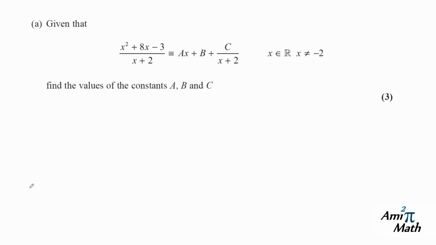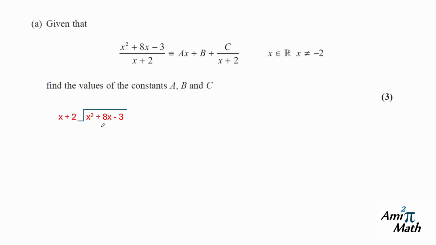Given that (x squared plus 8x minus 3) over (x plus 2) is equal to ax plus b plus c over x plus 2, find the values of the constants a, b and c. So when we do this question, we can see that we need to divide by x plus 2 so that we get this form of the fraction. And we can do this by doing long division.